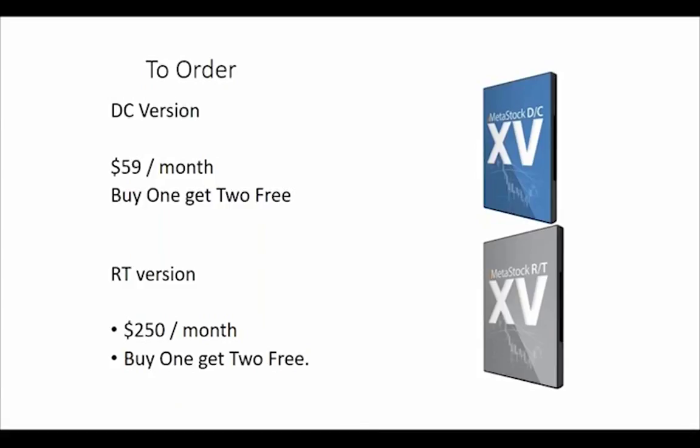We have two versions of MetaStock. Both of them have been rated #1. The DC version particularly has been rated #1 for 24 years in a row. It's only $59 a month, and it comes with data. The real-time version of MetaStock is $250 a month, and that includes a product we won't show you today, but it's a very, very cool product. It includes a real-time news feed from Reuters, which is very, very cool. If you know who Thomson Reuters is and what they do, it includes their premium institutional news product.